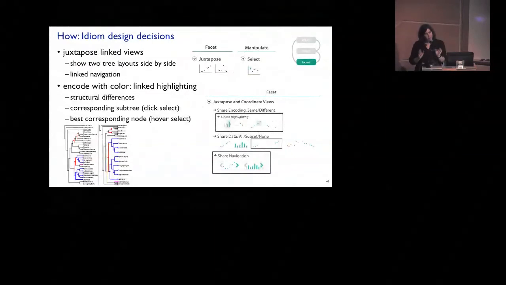Once again, you see side-by-side views. So these are these juxtaposed views side by side. We actually had linked navigation where moving something in one could cause moving in the other. And linked highlighting where if you highlight something in one view, you see its best corresponding one in the other. That's actually more complex than simply saying this is the exact match, but trying to find the best match across.